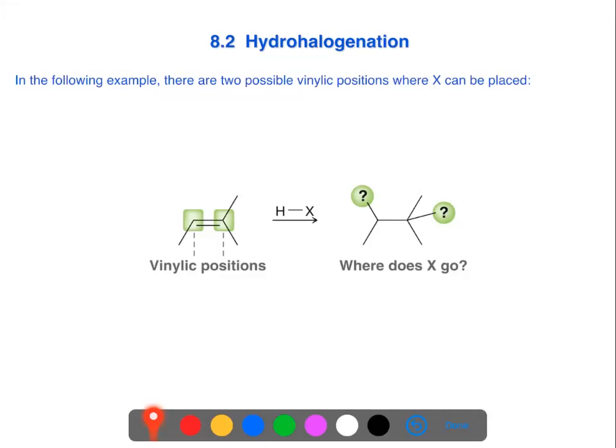Now in this example, we have what we refer to as an unsymmetrical alkene. One of the carbons of the double bond has a methyl group and the other has two methyl groups. And so the question becomes, where does this halogen X add? Will it add and form a new covalent bond between this carbon or this carbon? How we can predict the placement of that particular atom has to do with the mechanistic details. And so if we look at the mechanism, we can understand why we see the product distribution that we see.